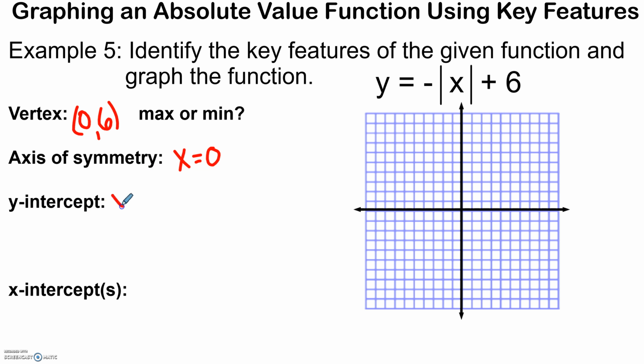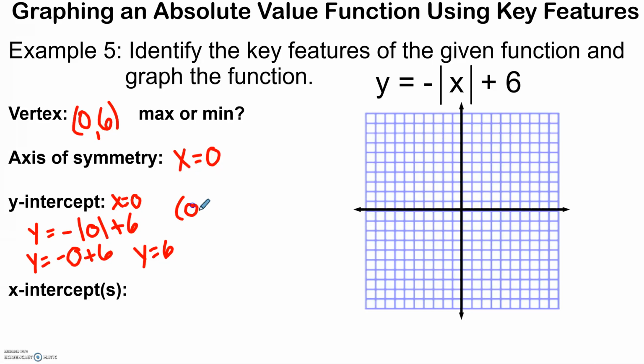For my y-intercept, I know that x equals 0, so I'm going to do y equals negative absolute value of 0 plus 6. Y equals negative, well, the absolute value of 0 is 0. Was there any such thing as a -0? Not really. So really we end up with y equals 6. So our y-intercept is at the point (0, 6). Notice how it's the same as our vertex. And that's okay that they're the same point.